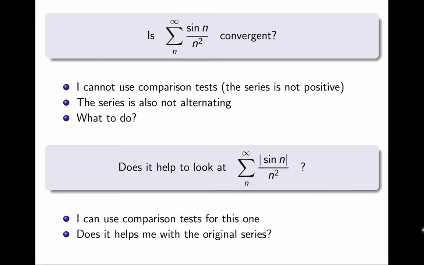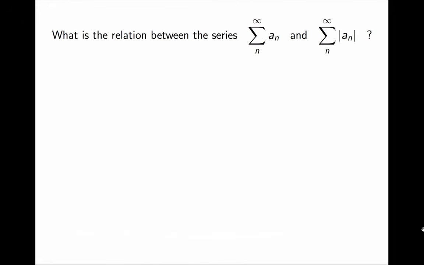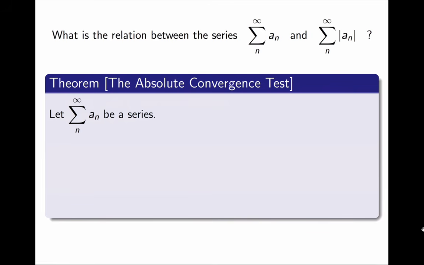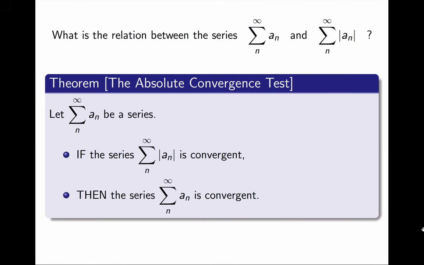More generally, I want to find out what is the relation between an arbitrary series and the same series with absolute values. It would be great if we could reduce the problem of convergence of arbitrary series to only positive series. There is a theorem that helps us with this, although only half of the time. This is called the absolute convergence test. Given an arbitrary series, if the same series with absolute values is convergent, then the original series is convergent as well.